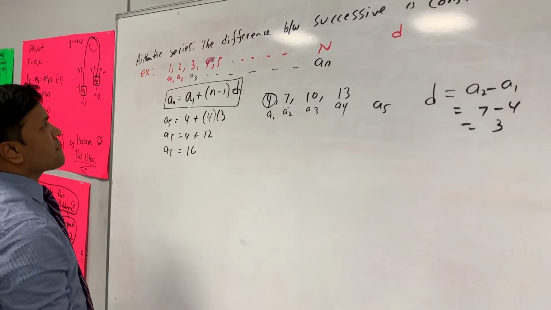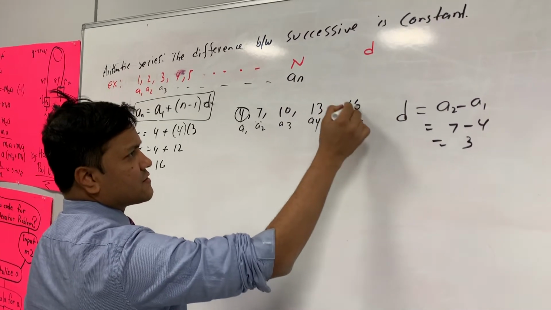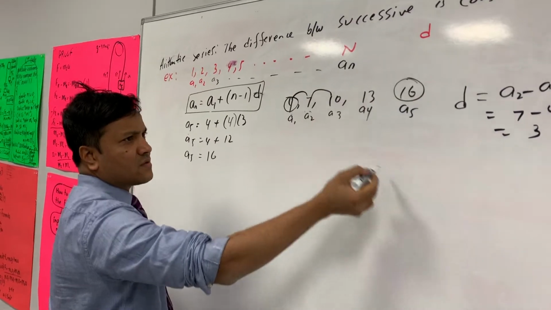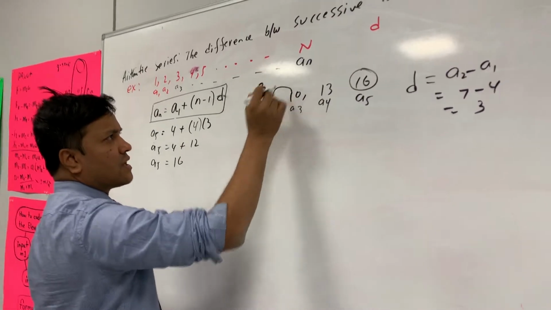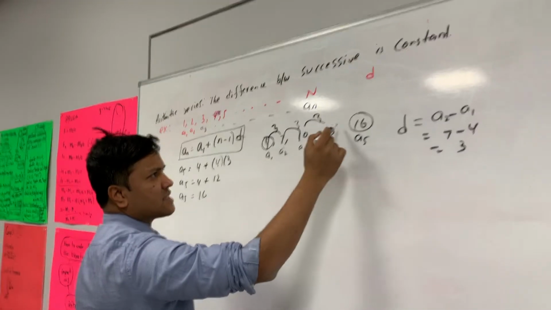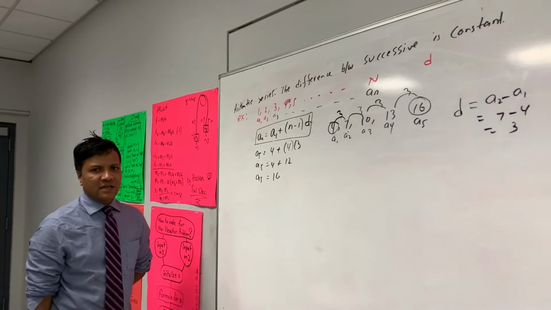Is that 16? So 4, 7, 10, 13, yeah, it is 16. It makes sense. So every successive one, the constant, which is D, D is 3. So 4 plus 3 is 7, 7 plus 3 is 10, 10 plus 3 is 13, and 13 plus 3 is 16. Now I'm going to show you the linear relationship.